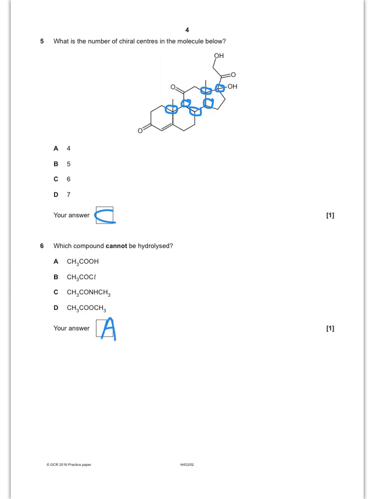Which compound cannot be hydrolyzed? Well, a compound that can't be hydrolyzed is of course a carboxylic acid. The others will be hydrolyzed to split up. For this one, the carbon-chlorine bond, this one, the carbon-nitrogen bond, and this one, the ester bond will be broken.